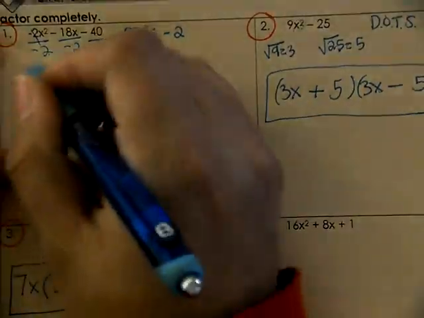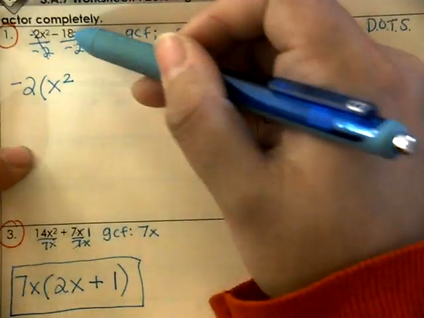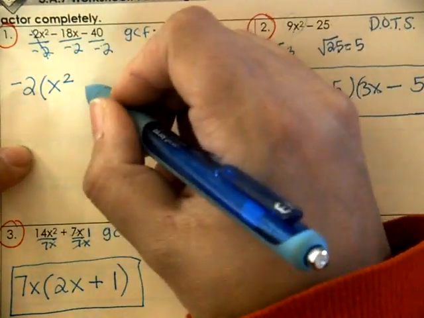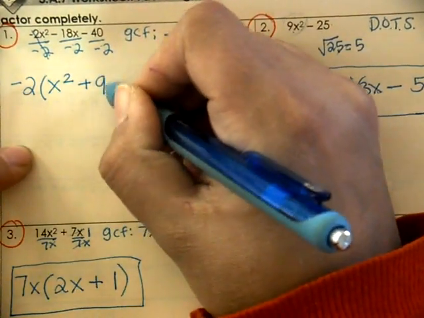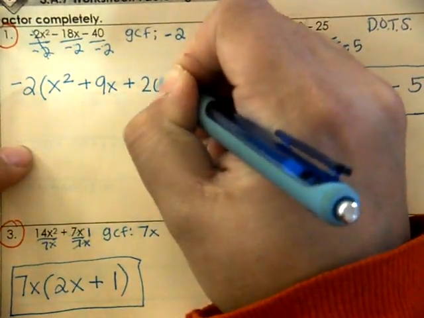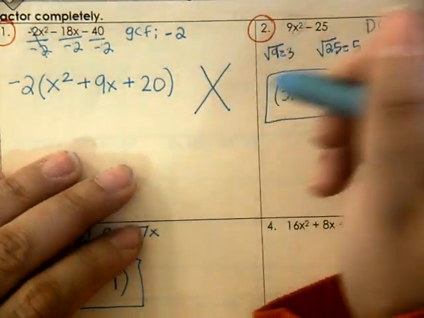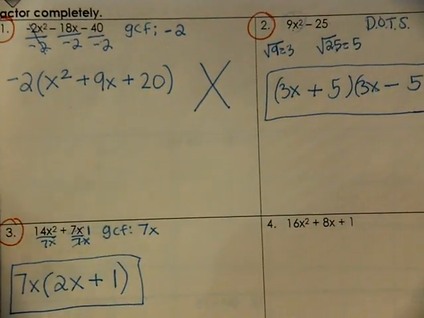So the negative 2's cancel on the first term, leaving me just with an x squared. Negative 18x divided by negative 2 is going to be a plus 9x. And negative 40 divided by negative 2 would be a plus 20. And then from there, you would try to factor this further. So we take that x and we fill it in.